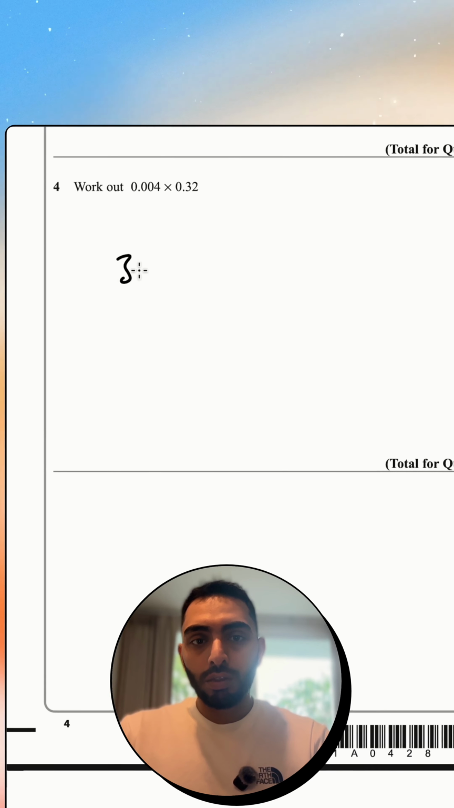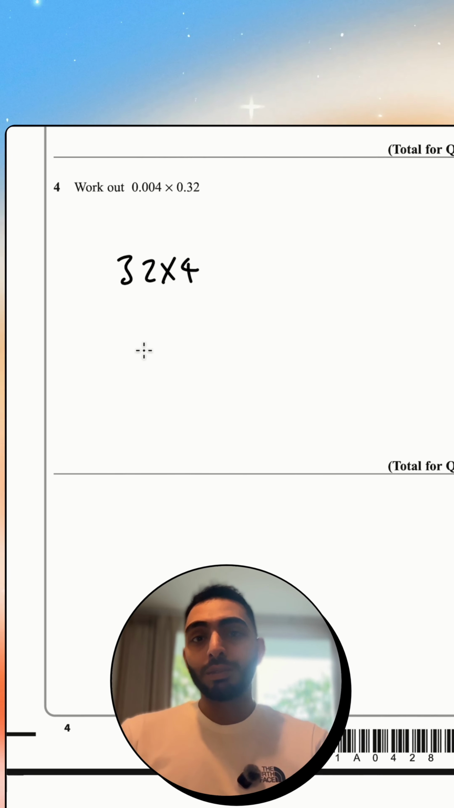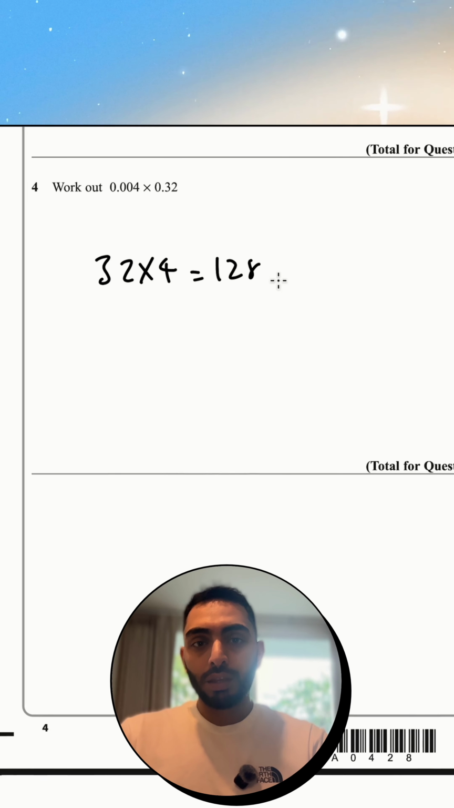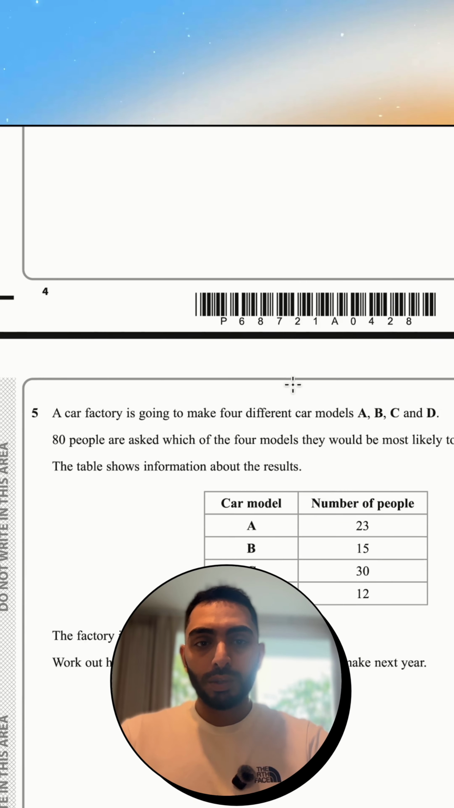Question number 4, work out this multiplying decimals question. I can see if I remove the decimals, I've got 32 times by 4, and if I'm timesing by 4, what do I do? I just double it twice. So doubling 32 is 64, double it again is 128. Now I need to move my decimal place 1, 2, 3, 4, 5 places back, so my final answer would be 0.00128.